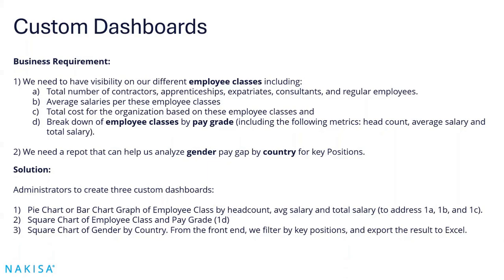So let's say that the business requirement is we want to look at the different composition for my employee class. I want to see the total number of contractors, expatriates, consultants, regular employees. I want to see their average salaries. I want to see the total cost of the organization based on these employee classes. So if I know that, for example, the contractors are costing me 2 million per year or 10 million per year, and I'm looking for some reduction in force.